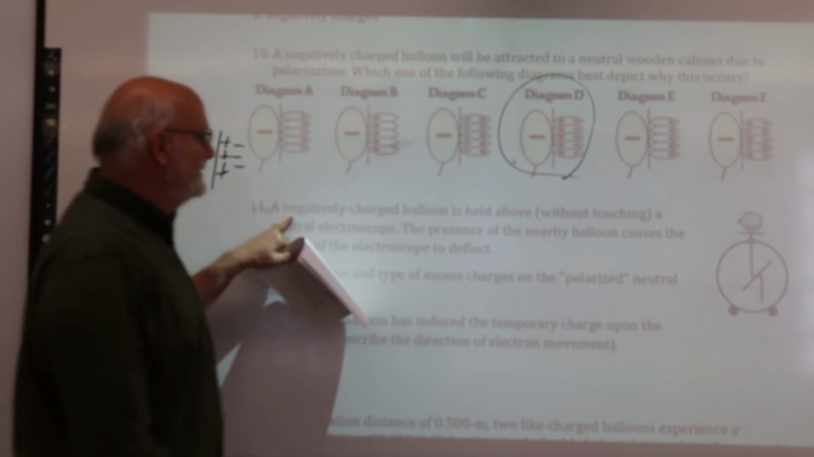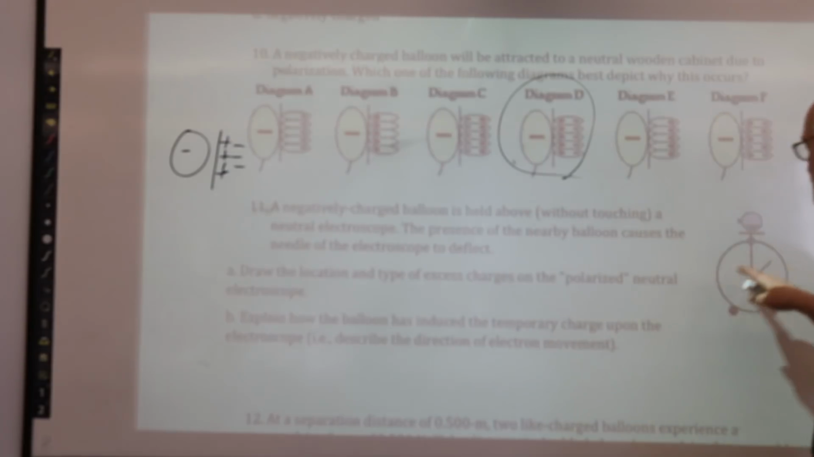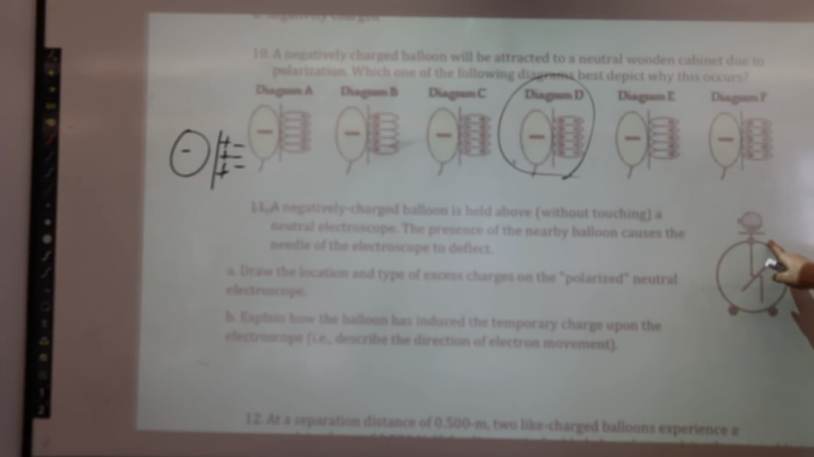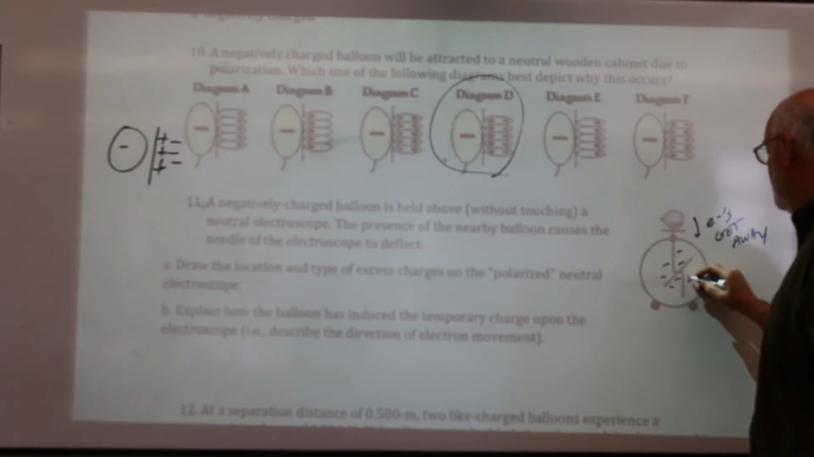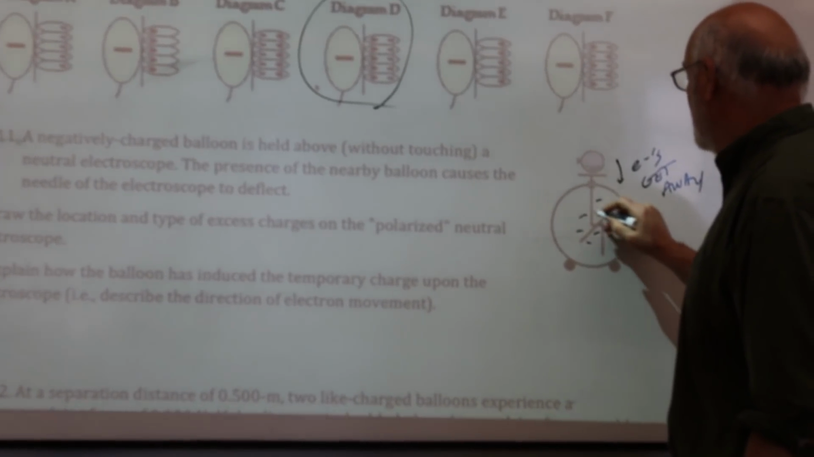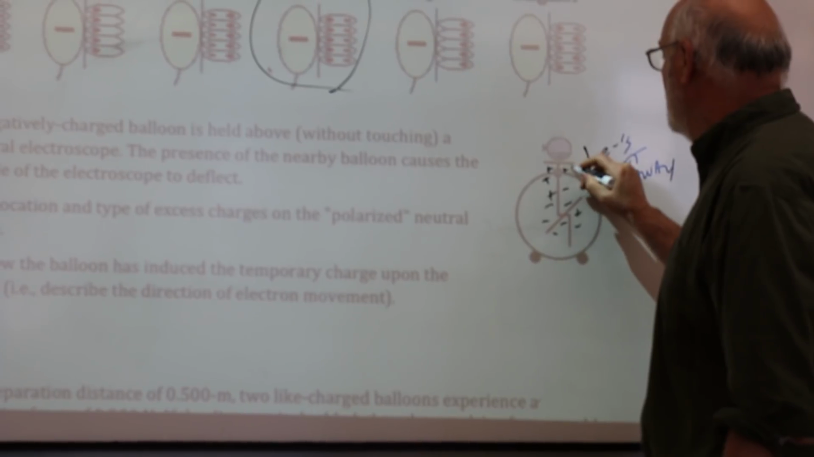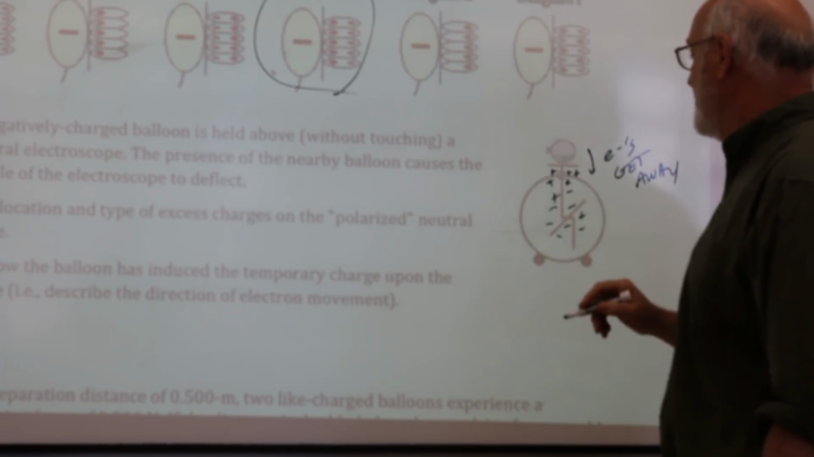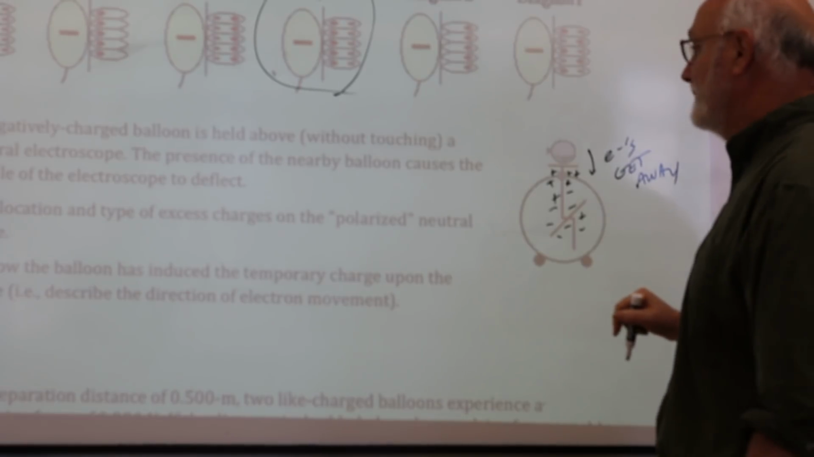A negatively charged balloon is held above, without touching, a neutral electroscope. The presence of the nearby balloon causes the needle of the electroscope to deflect. Now remember, this is not touching, and that's negative. So what's going to happen? It's going to tell the electrons, get away. So the electrons are going to move down here. 1, 2, 3, 4, 5, 6, 7. Okay, I've got 7. So I'm going to put a couple positives here, and then 5 more up here, because remember, it is neutral, so you have to have the same number of positives and negatives.